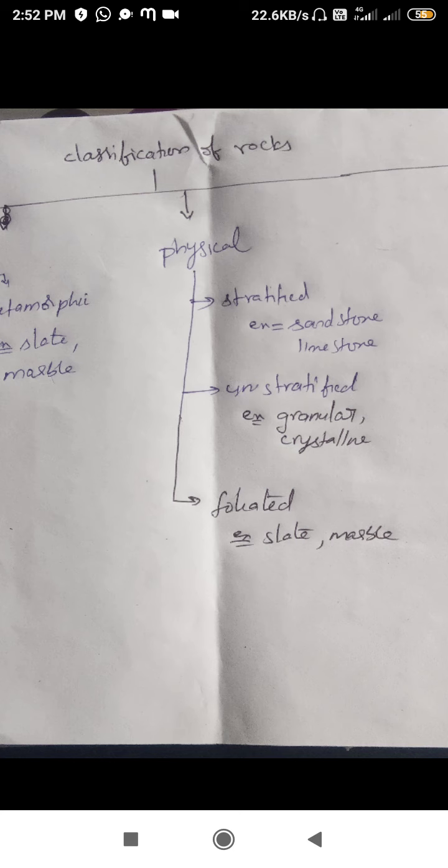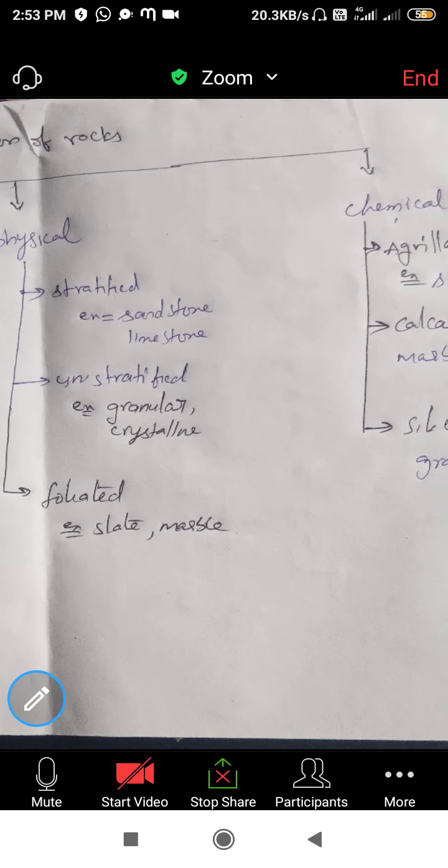Next coming to the foliated rocks. These are totally different from the other two types. These rocks can be split into slabs in a particular direction. If you want, you can cut it in the horizontal direction. If you want to cut in the vertical direction, you can split in the vertical direction also. These types of rocks we call foliated rocks. The best examples are slate, marble, etc. So these are the physical classification.